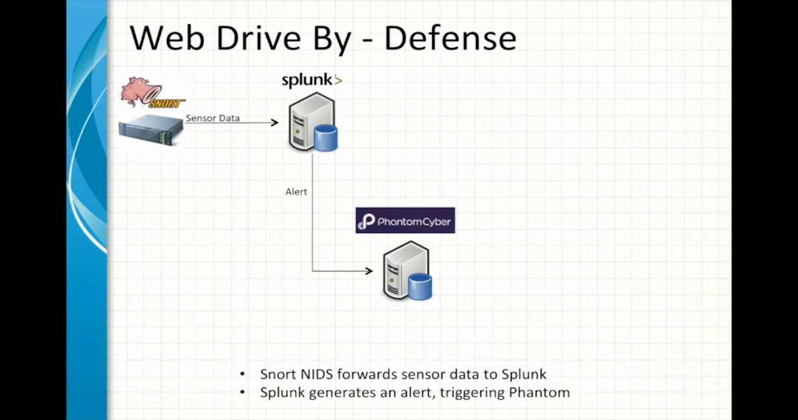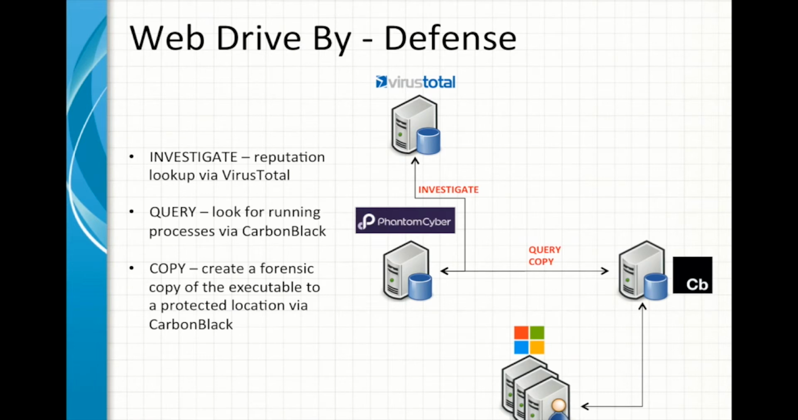Now that we have an overview of the attack scenario, let's take a look at how the defense will respond. The defense starts with the Snort Network Intrusion Detection System, which will detect artifacts from the attack. The sensor data is forwarded to Splunk, which is configured to create an incident in the Phantom Cybersecurity Orchestrator. The Phantom incident triggers a workflow to execute, which issues the investigate command to perform a reputation lookup using the VirusTotal service. Additionally, a query command is issued to Carbon Black to find processes associated with the artifact.